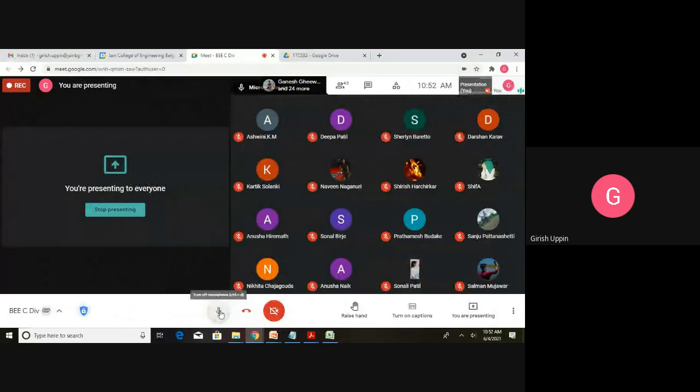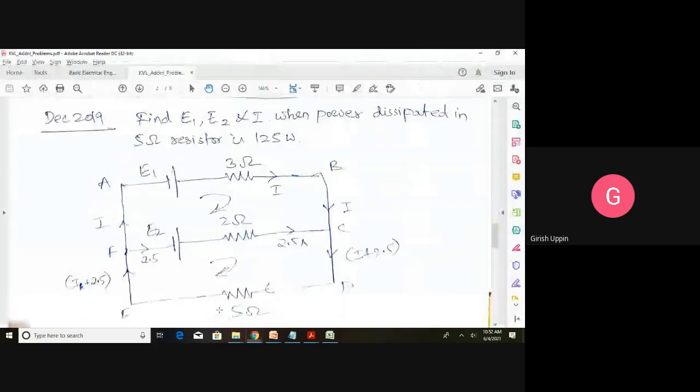If you have any questions, anybody, those who are working on the problem, that is fine. If anybody is in doubt, let me know. I can answer your question regarding solving this particular problem. This is from the question paper. I told you, most of the time in the question paper, they will have only two loops. Two loops means only three branch currents and two unknowns, I1, I2.